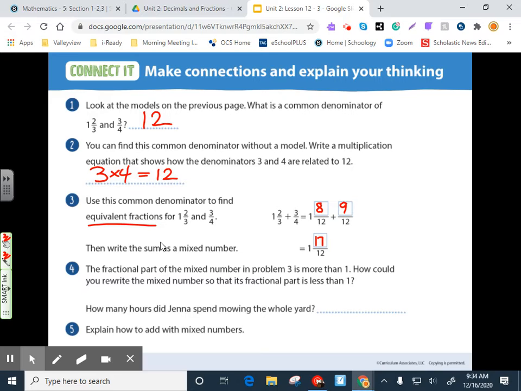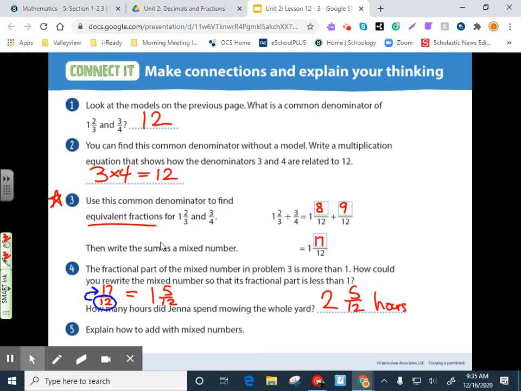And for 4, the fractional part of the mixed number in problem 3 is more than 1. How could you rewrite the mixed number so that its fractional part is less than 1? Well, that gave us 17/12. Looking at this, we can get at least one group of 12 out of there. So this is 1 and 5/12. And that gives us that. So how many hours did Jenna spend mowing the whole yard? That would be 2 and 5/12 hours.